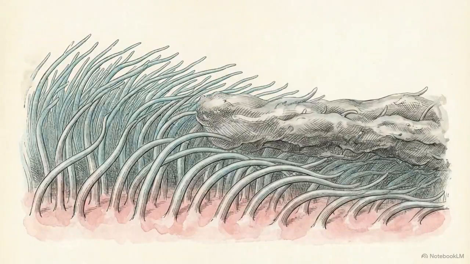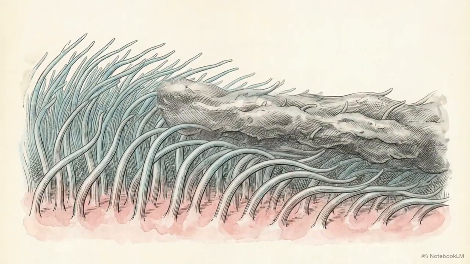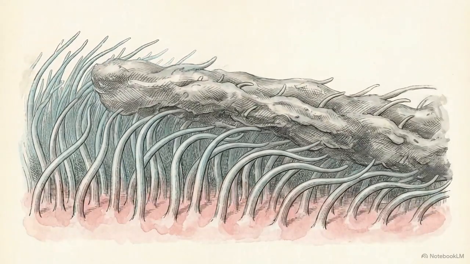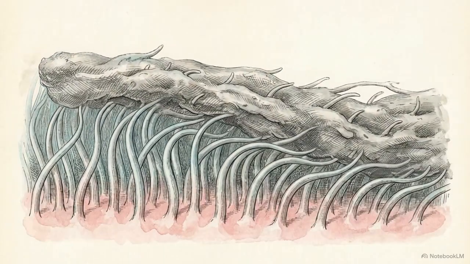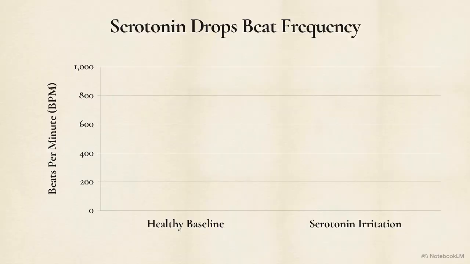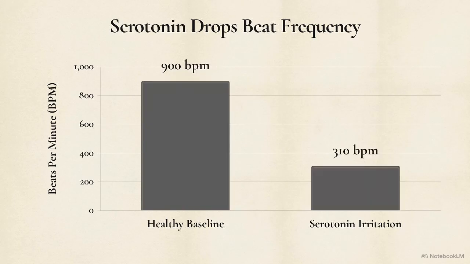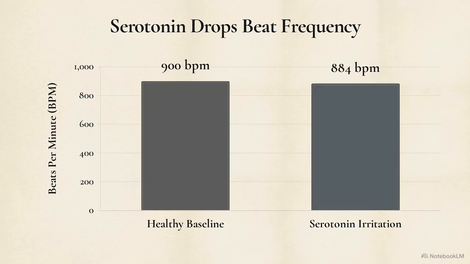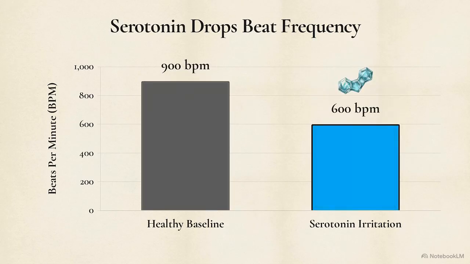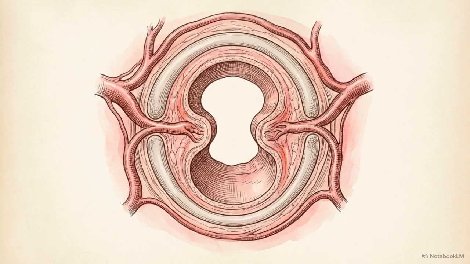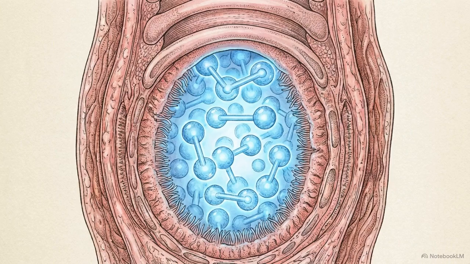This chemical flood targets the microscopic cilia, the tiny hairs responsible for continuously sweeping mucus, debris, and pathogens out of the lungs. High localized serotonin levels force the ciliary beat frequency to drop from a healthy 900 beats per minute down to 600 beats per minute. This decrease is paired with mucosal vasoconstriction within the tracheal mucosa, paralyzing the lung's natural filtering mechanisms. Inhaling negative air ions triggers an immediate biochemical reversal.